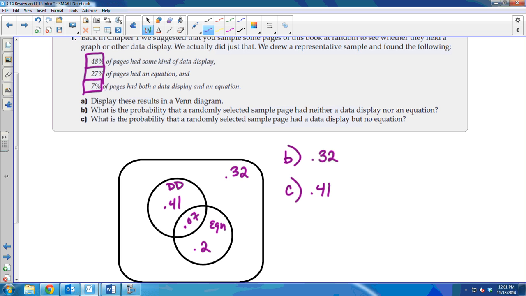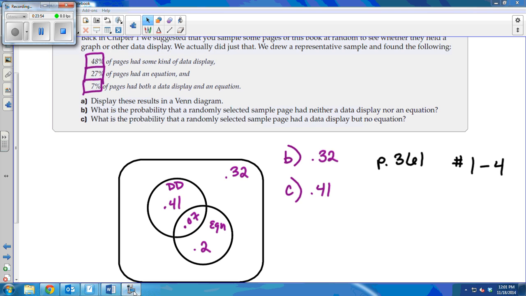Yes? All right. Your homework then is just 4 questions just like this. They are on page, someone check me, but I think it's 341. What's the first page of the exercises? 361. There we go. Number 1 through 4.